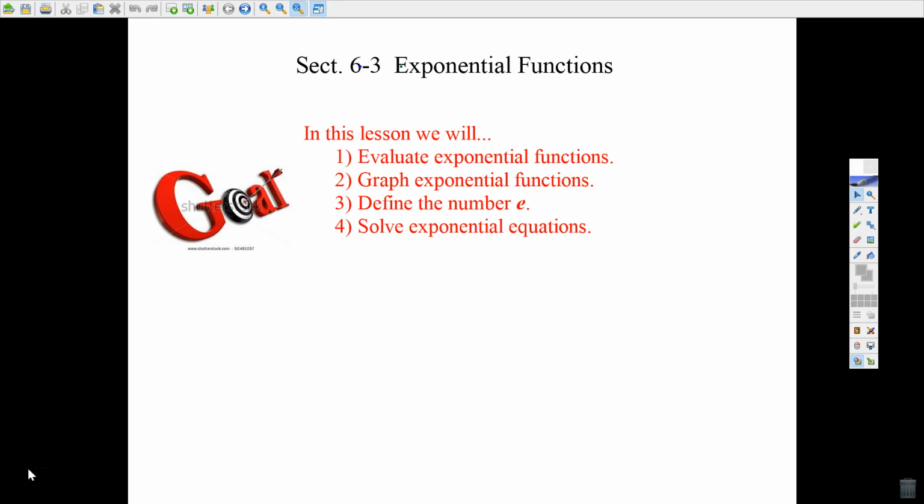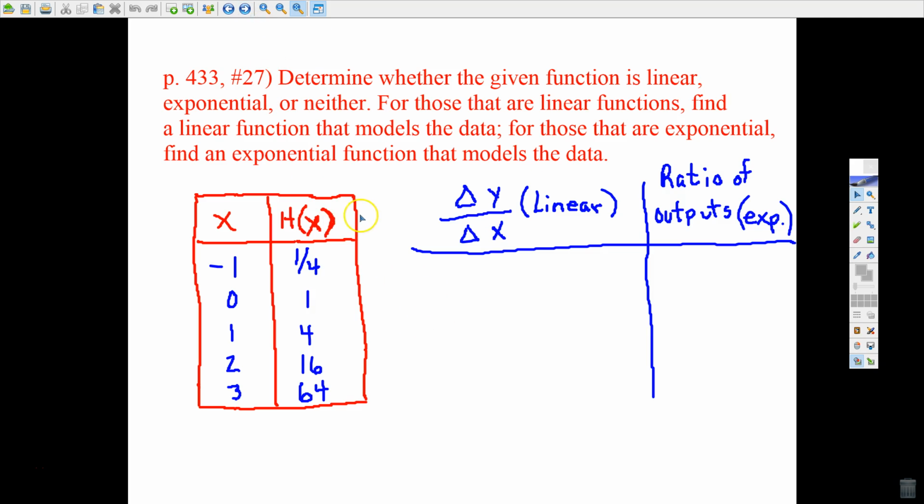This is section 6.3, entitled Exponential Functions, and let's get right into it in helping you with some of these homework problems. In the first set of problems that you're going to do, if you'll read the directions, you are asked to determine whether the given function, represented by this table of values, set of ordered pairs, is linear, exponential, or it's possible that it's neither.